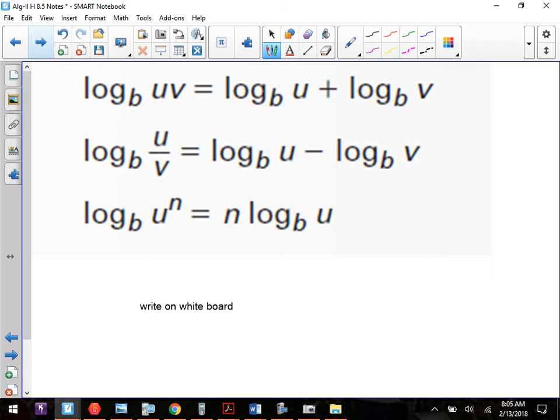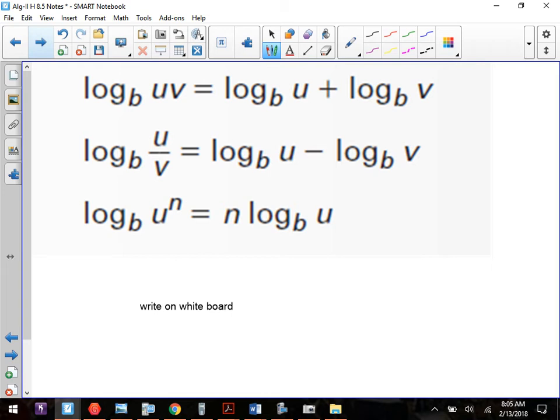Log base b of a division winds up being subtraction. What's happening here, guys, is that when we get into equations, you're going to be able to combine some of these properties together to solve the equations easier. It's a shortcut for solving equations. And then the last one is the log base b of u to the n is n times the log base b of u.